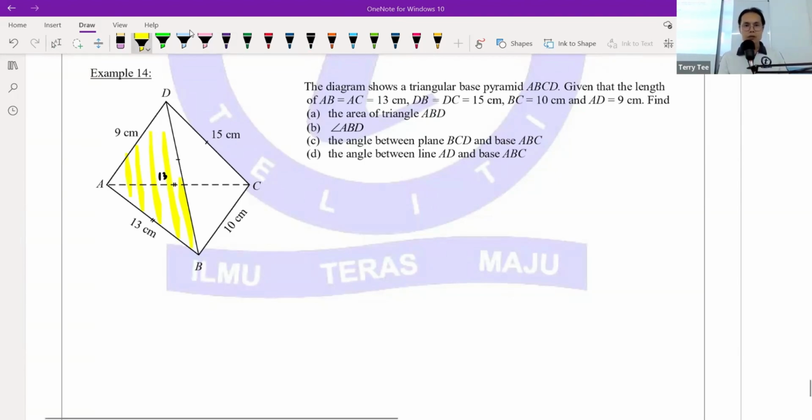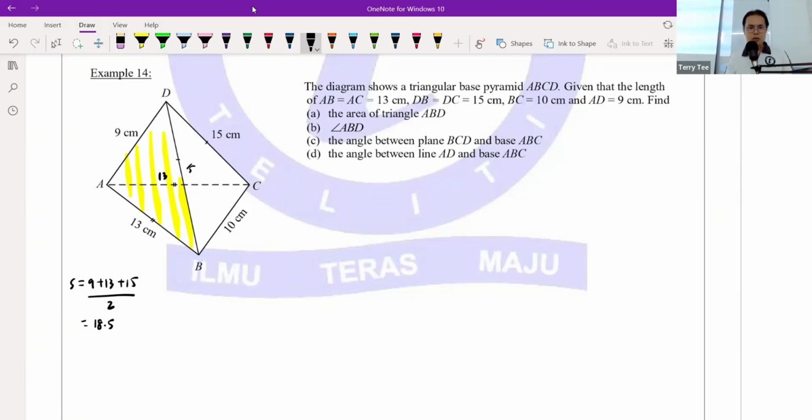Okay. Maybe I label here. This is 15. Right, look at this. I know the length of all three sides. So what should I use to find the area? Yeah, Heron's formula, or Heron's law, I'll call it. So we find our semi-perimeter: 9 plus 13 plus 15 divided by 2. So that is 37, right? 22 plus 15, 37. 37 divided by 2, 18.5.